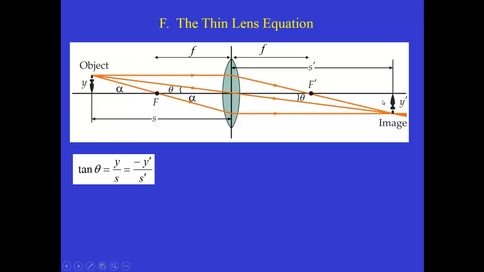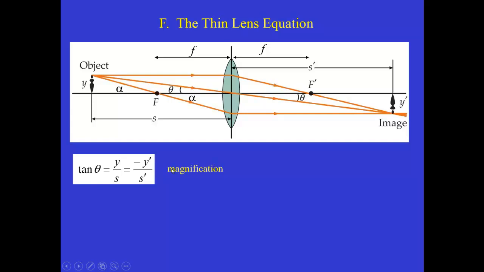So tan theta over here is the distance y prime divided by s prime. Only since the image is inverted, the y prime distance in this case is considered negative. So we have to put a minus sign into that equation. So we've got two different expressions for tan of theta.